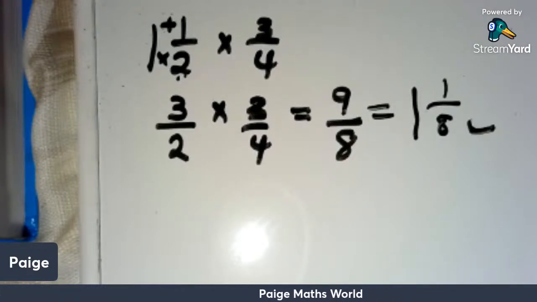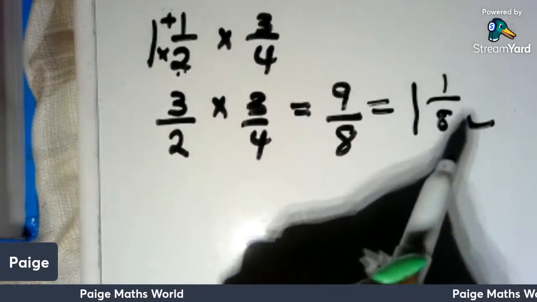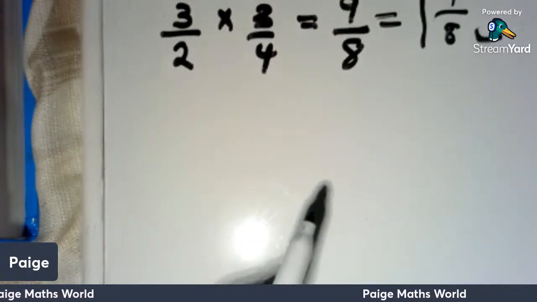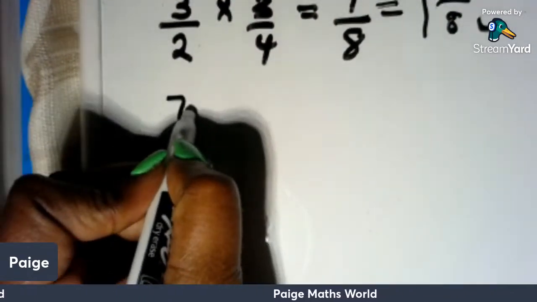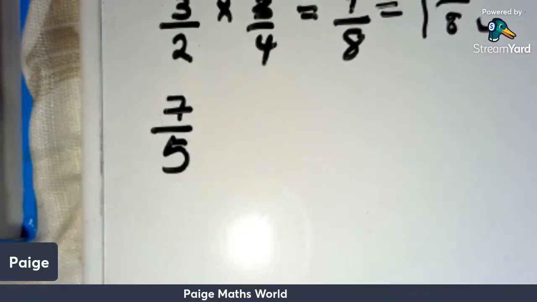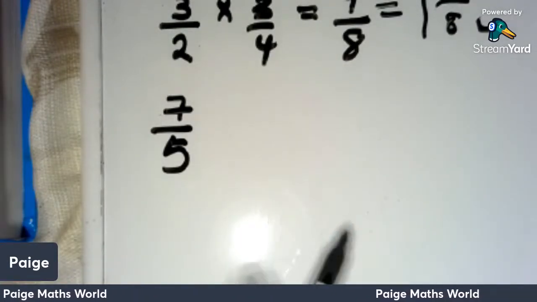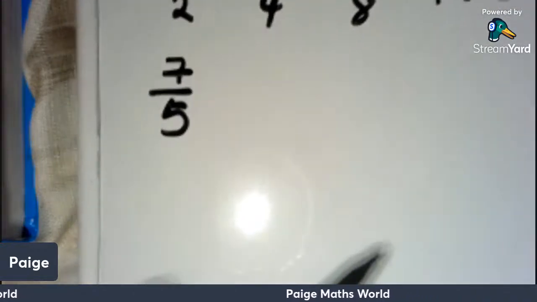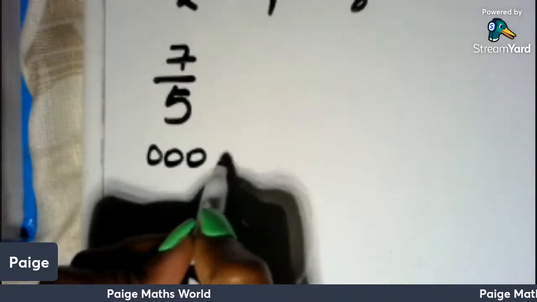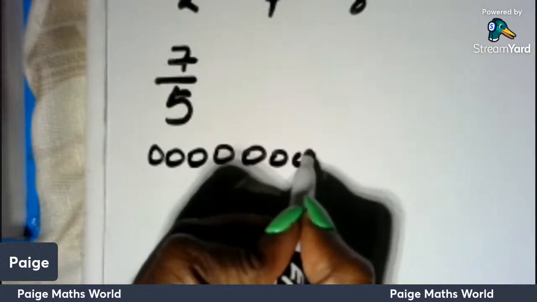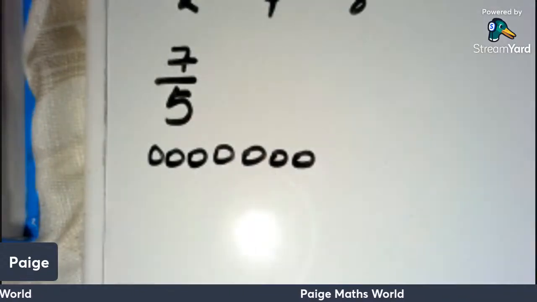So getting your improper fraction to a mixed fraction is a problem. So let us look at that. All right, so supposing you had 7 over 5. How can we get 7 over 5 as a mixed fraction? So this is what we normally do. So we have 7 circles: 1, 2, 3, 4, 5, 6, 7.